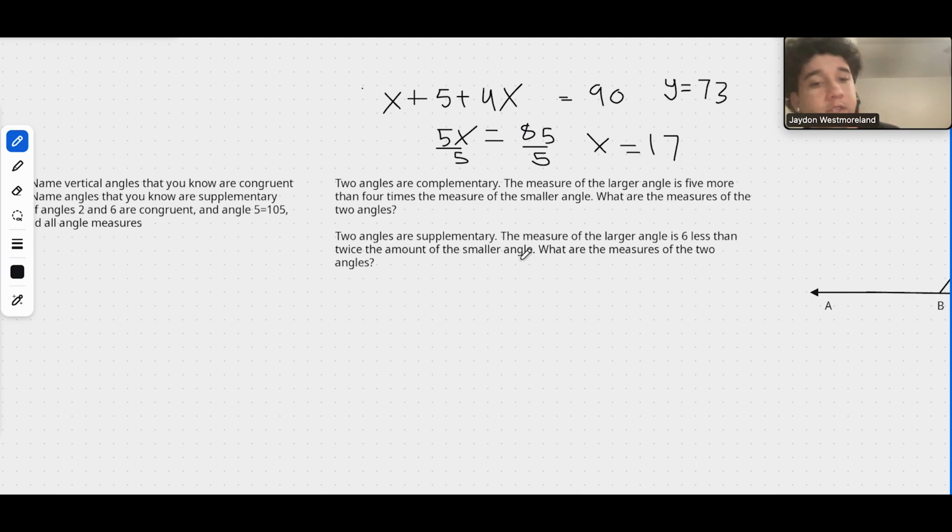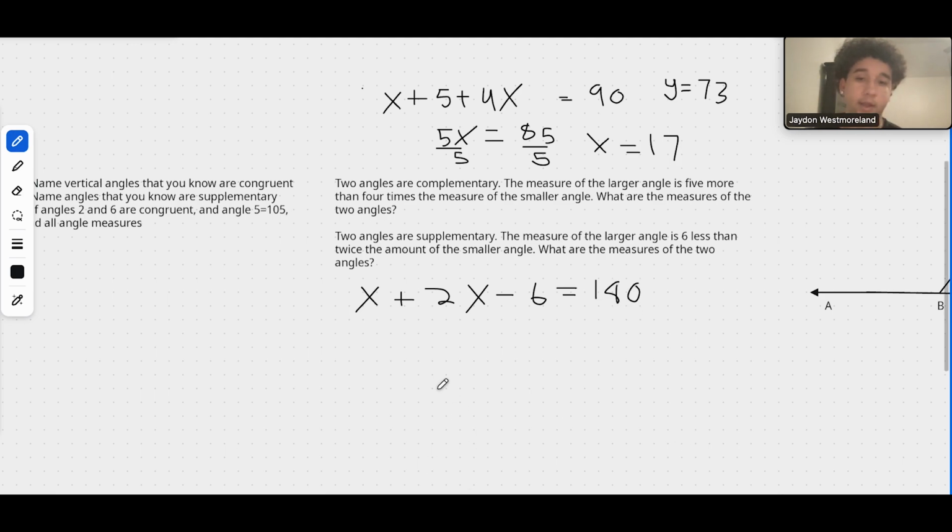We have two angles that are supplementary. The measure of the larger angle is 6 less than twice the amount of the smaller one. Same thing, I'm going to have the smaller one as x, plus the measure of the larger angle is 6 less. So 6 less than twice the amount of the smaller one, so 2x minus 6 equals 180.